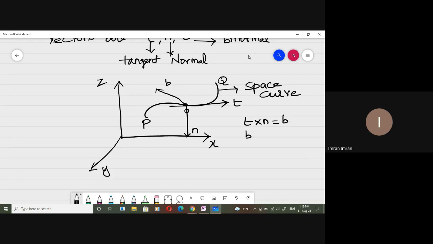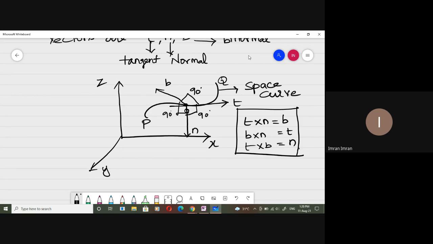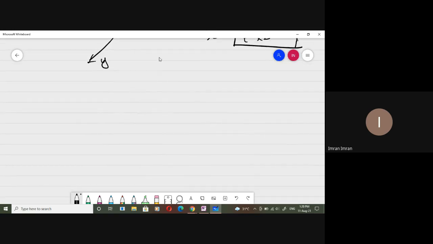The cross product of B cross N gives T. The cross product of T cross B gives N. This is the main concept in differential geometry. There is another concept: we can find the angle between the three vectors. These angles are always 90 degrees. Each is perpendicular to one another.